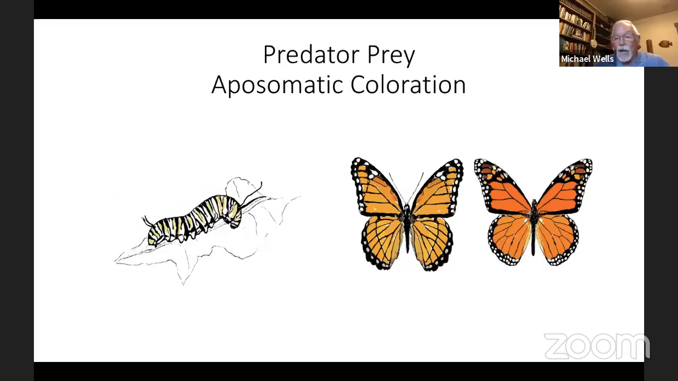And monarch butterflies are one. They're very unappetizing, both as caterpillars and as adults, especially to birds. And so their aposomatic coloring warns birds away.